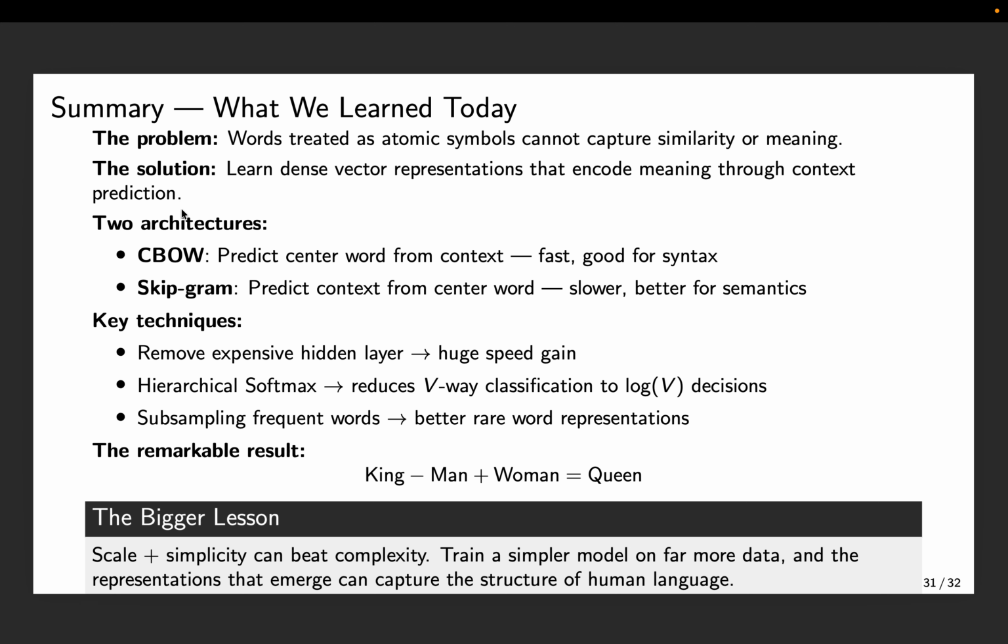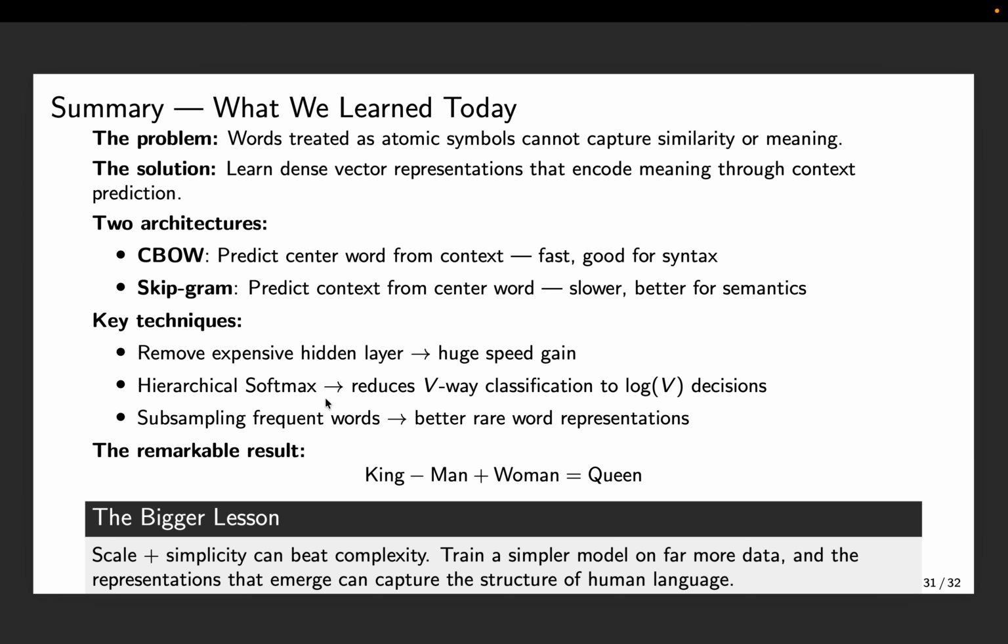It has two architectures: continuous bag of words, which predicts the center word from the context and is faster, good for syntax; and skip-gram, which predicts the context from the center word and is slower but better at semantics. The key engineering innovations are removing the hidden layer for massive speed gains, the hierarchical softmax, which reduces the operations to log of the vocabulary size, and subsampling frequent words for better rare word representations.